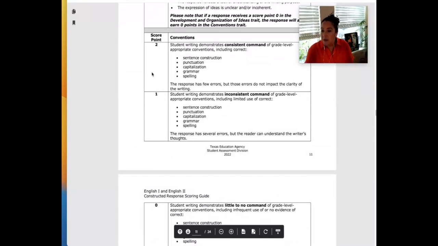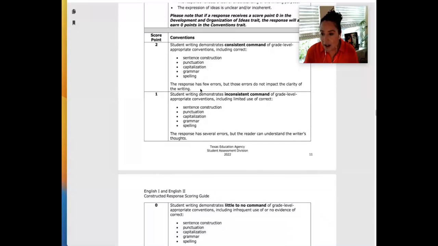So to score the rest of the 5 points, the conventions, for 2 points, students need to have a consistent command of sentence construction, punctuation, capitalization, grammar, and spelling. But please note, that doesn't mean they have to be perfect. They can have a few errors as long as those errors do not impact the clarity of the writing.